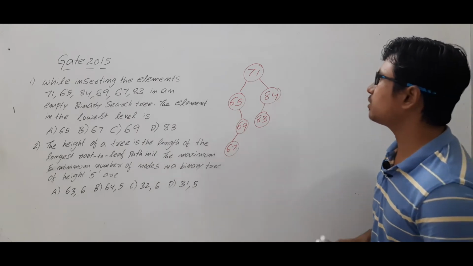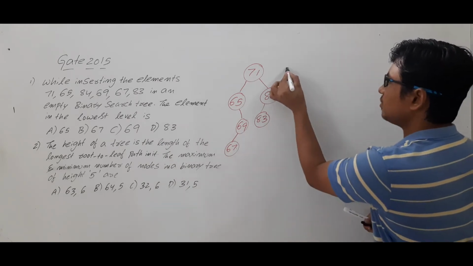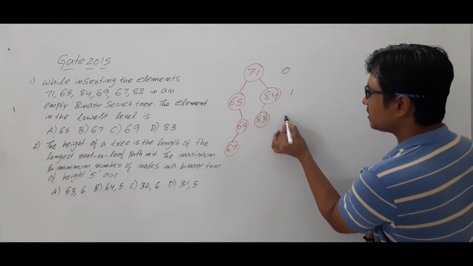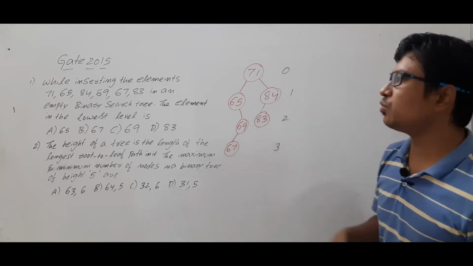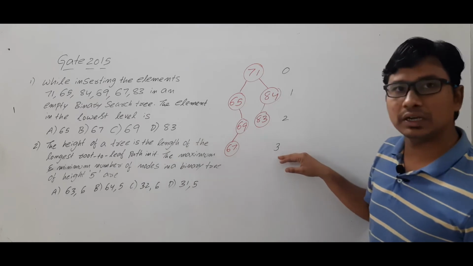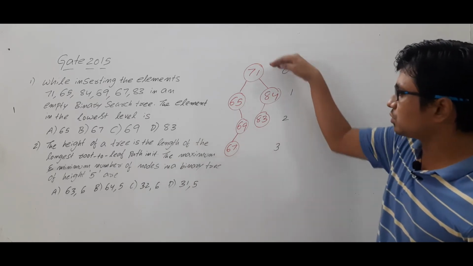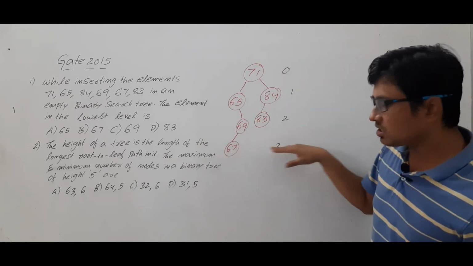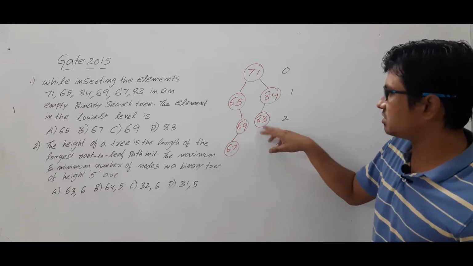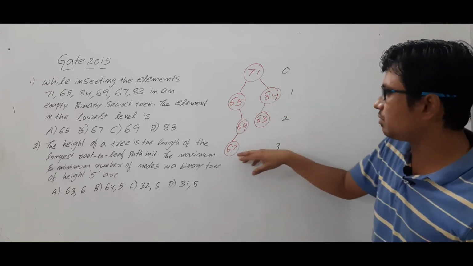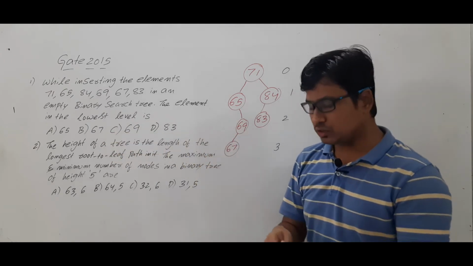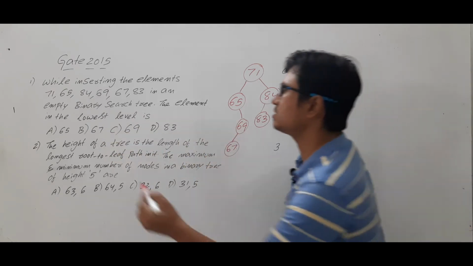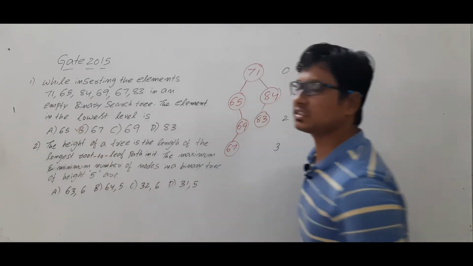Now if you look at the levels, this is level 0, this is level 1, this is level 2, this is level 3. So they are asking what is the element at the lowest level. Is it clear? This is the root node, and this is the last leaf node. This is a leaf node, this is also a leaf node, but at the lowest level the element is 67. Am I right? So the right answer for this question is option B, which is 67.